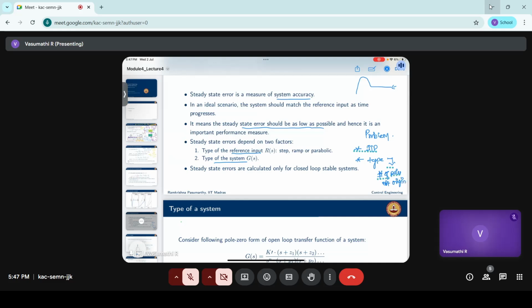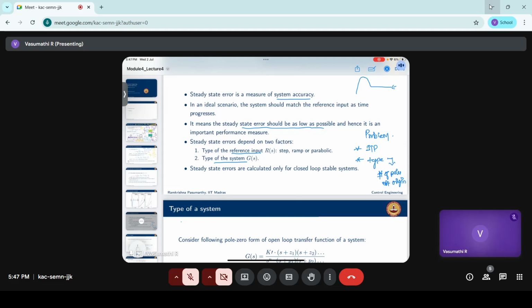So if it is a type 1 system, for the same input, it might behave in a different way. For a type 2 system, it will behave in a different way. For example, I have three systems, type 0, 1, 2. The same step input will give different kinds of output response in all the three systems. So how one input will affect those systems also depends on its type. So you should be aware of these two factors, input and type. If you get these two pieces of information from any question, you will be able to solve for the steady state error.